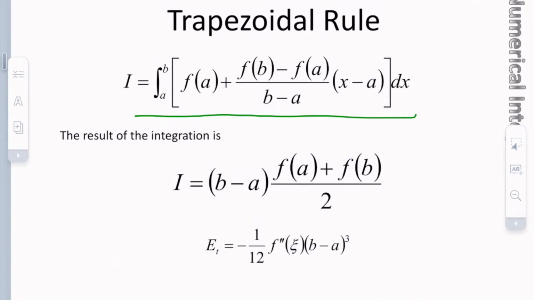An estimate for the local truncation error of a single application of the trapezoidal rule is the following expression, where eta lies somewhere in the interval from a to b. This equation indicates that if the function being integrated is linear, the trapezoidal rule is exact. This assumes that for small h, the second derivative term is approximately constant.